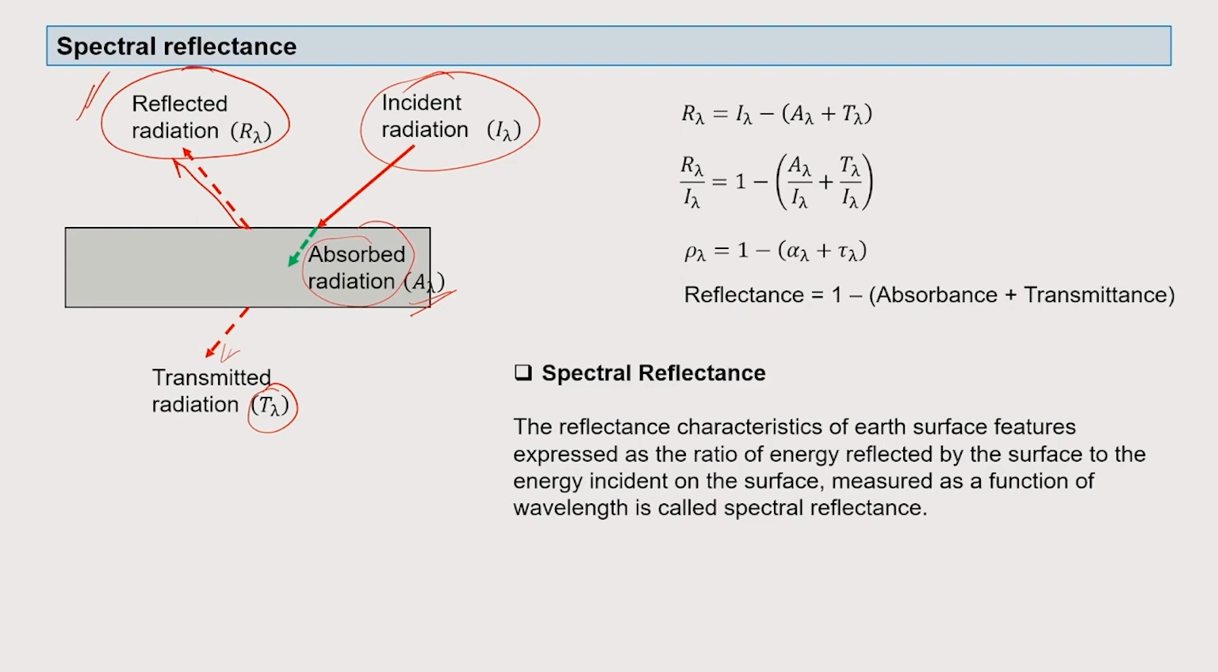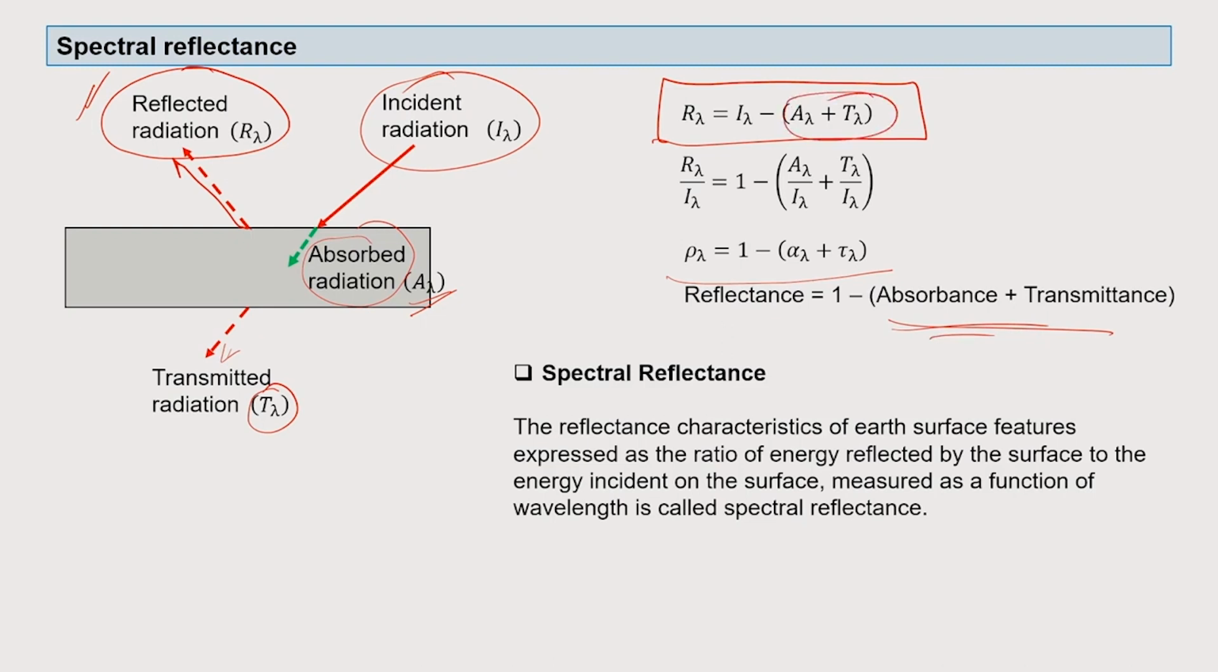Now, how do you actually calculate all these R lambda, A lambda, T lambda, I lambda? This is the way we get R lambda, which is I lambda minus A lambda plus T lambda, and then we finally get rho lambda. Rho lambda is basically the reflectance, which is 1 minus absorbance plus transmittance. This is what we are talking about here.